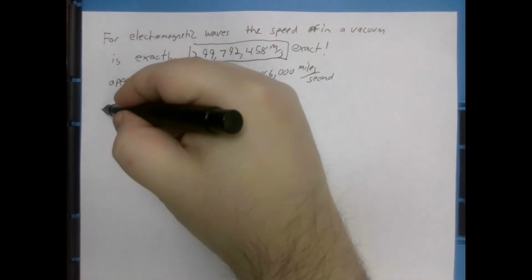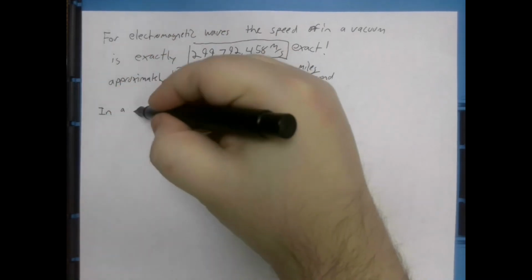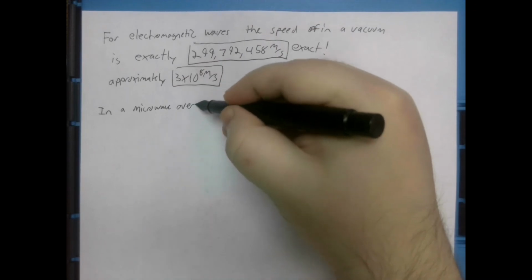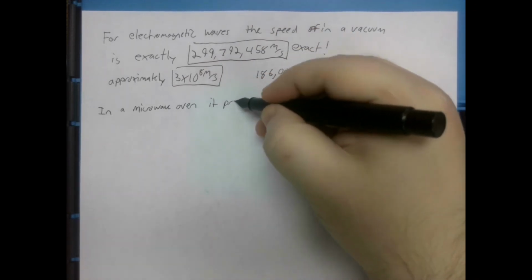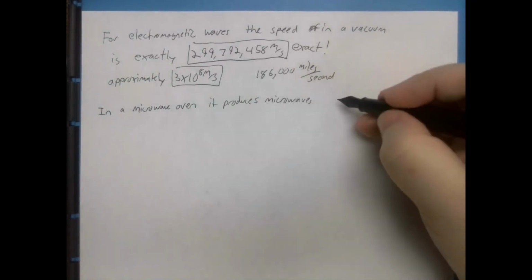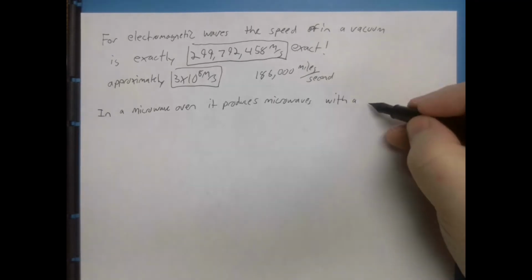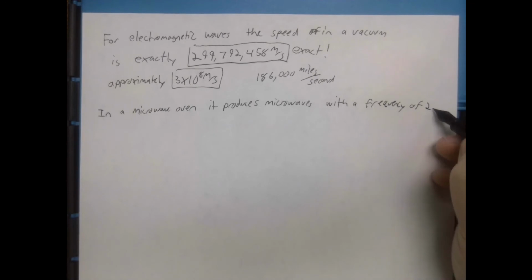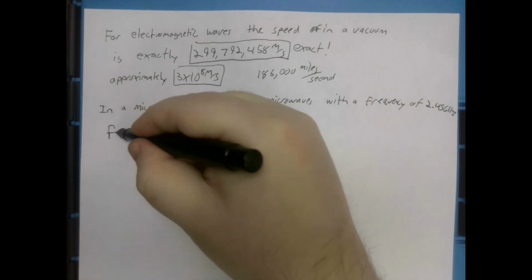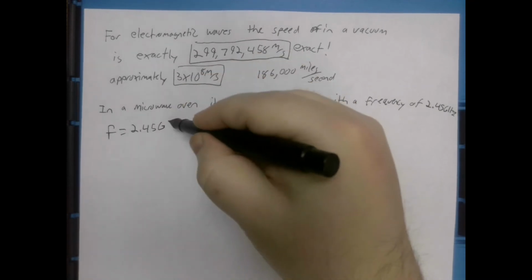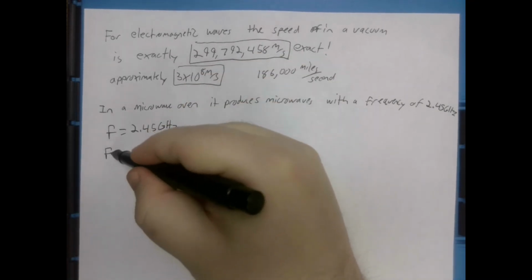So, in a microwave oven, it produces microwaves with a frequency of 2.45 gigahertz. So the frequency is 2.45 gigahertz. What would this number be in scientific notation?